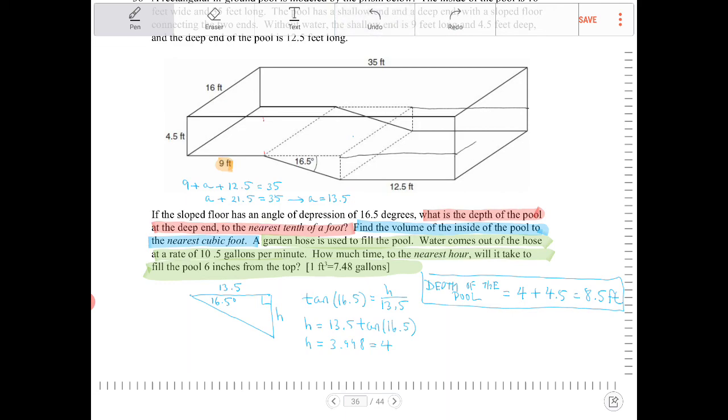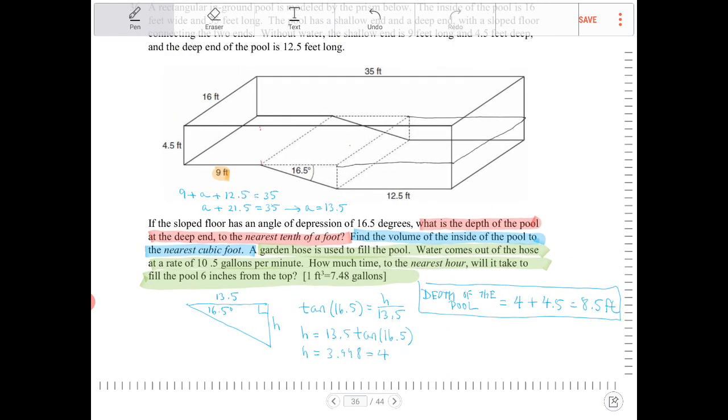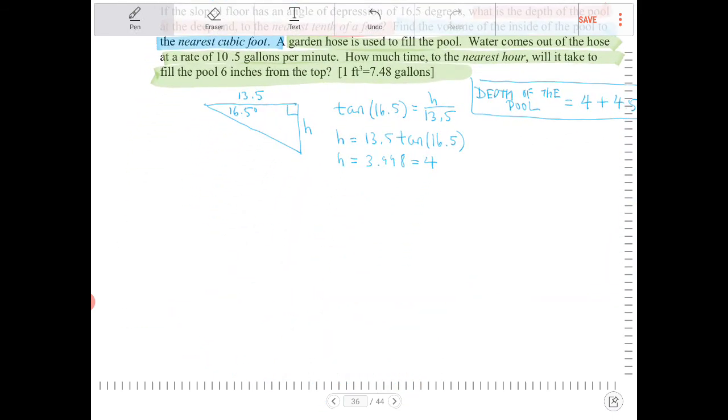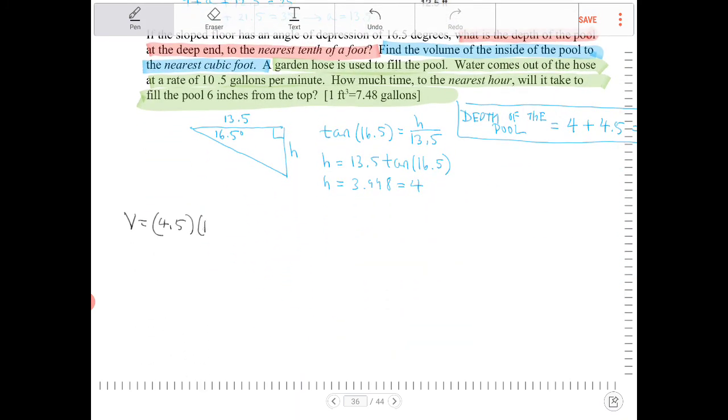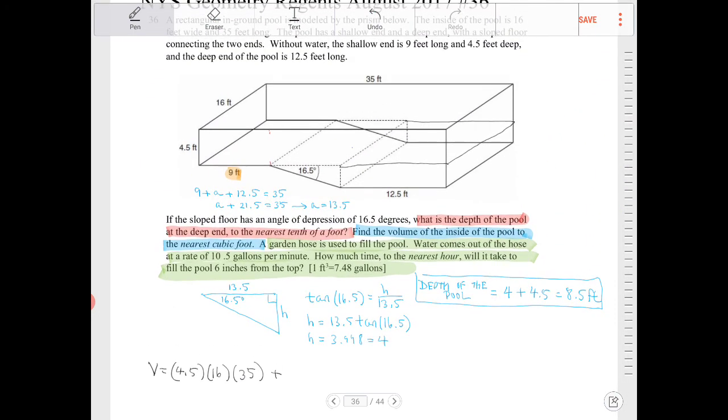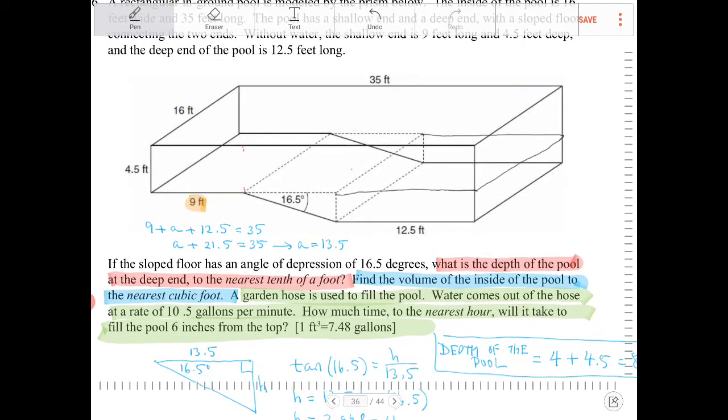So what I end up with is 2 rectangular prisms and 1 triangular prism. So I'm going to find the volume of the large rectangular prism first, because that dimension is already known. It's 4.5 times 16 times 35. So the volume is 4.5 times 16 times 35. That's the volume of the top rectangular prism.